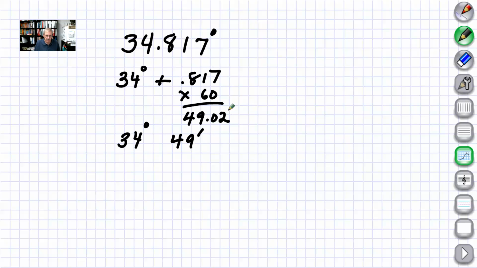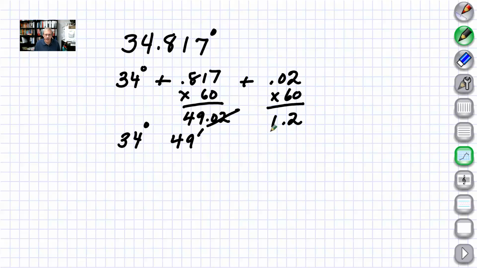But we still have this little left over, so we want to change that to seconds. So we're going to take this 0.02 and we're going to multiply it. And you might think we're going to multiply it by 360, but we're just going to change that over based on its relationship to minutes. So we're going to multiply this by 60. And that gives me 1.2 when I multiply this out.